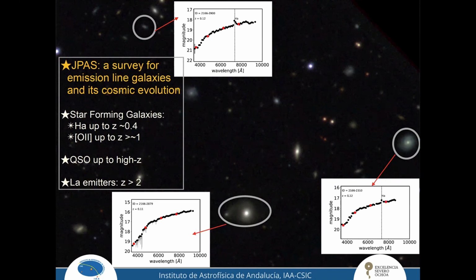Okay, so JPAS is also a very good survey for detecting emission line objects. This is a few examples of nearby spiral galaxy where we have detected H alpha in emission. So we can build the star formation history and the property of emission line galaxy using the tracer of the H alpha line at redshift 0.2 and also the oxygen 2 at redshift 1. But also we can detect quasars and Lyman alpha emitters at high redshift.